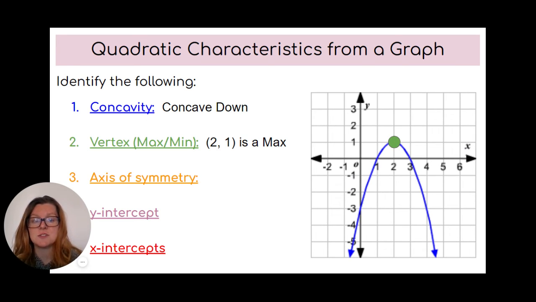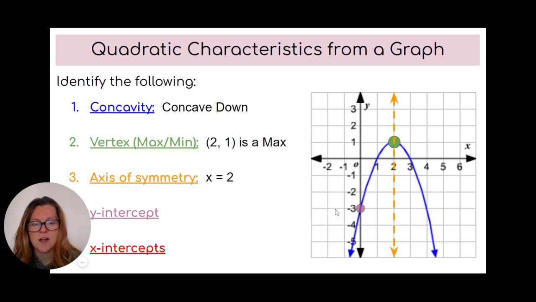Next, the axis of symmetry. Remember, that's a line that splits it directly in half, and it's always the same number as the x value of your vertex. So I didn't even need to look at the graph. I'm like, hey, my x value here is 2, so my axis of symmetry is going to be x is equal to 2. Make sure that you are writing that as x equals 2. It is a line, so you need to write it as an equation.